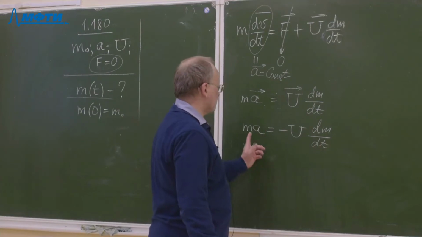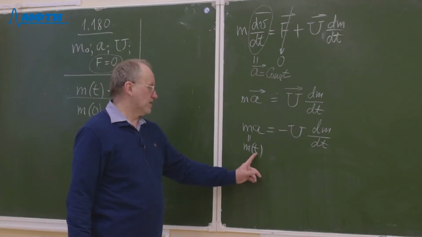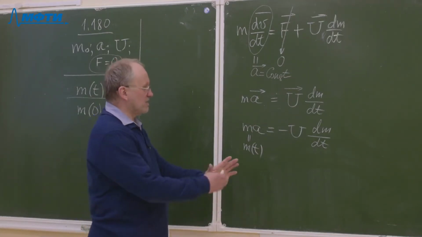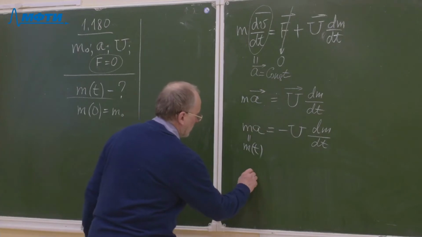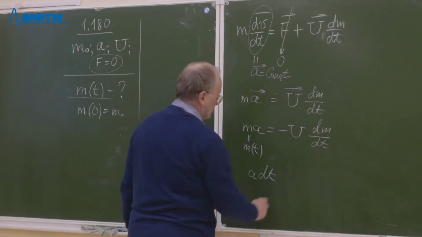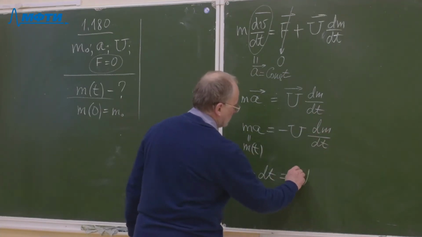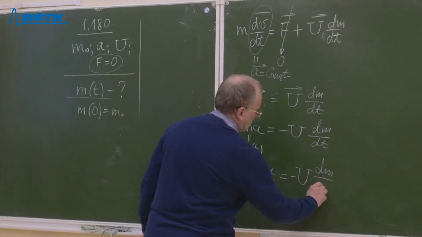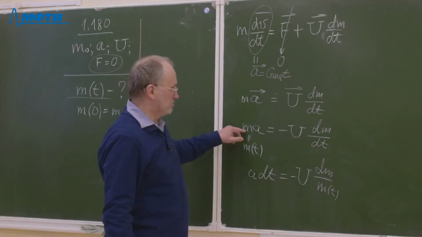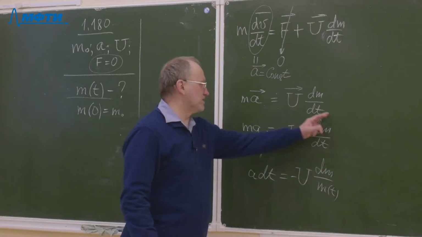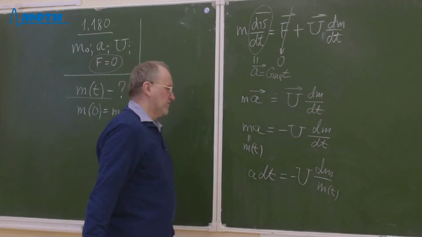We separate the variables. We have one unknown function m, and t is also varying. T is the independent variable. Everything related to time should be on one side of the equation: a dt, I multiply the equation by dt. Everything related to mass should be on the other side of the equation. That will be minus u dm divided by m. I divided the whole equation by m, so m is here in the denominator, and dt appears here. So I have separated the variables.